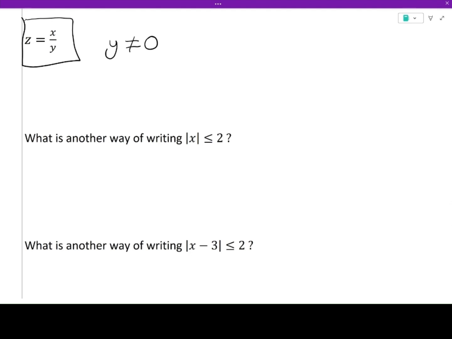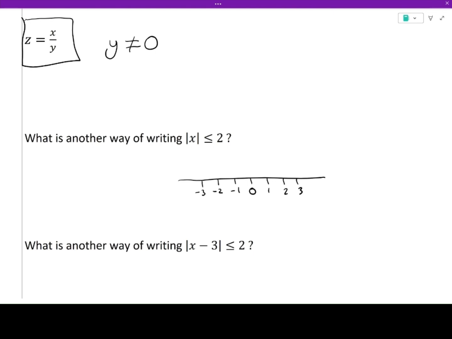Now, what do we mean by the magnitude of x? We mean the distance from 0. So let's consider this on a number line. Let's write 0, and then we'll write 1, 2, 3, and I'll leave it there. Then -1, -2, -3, and we'll leave it there.